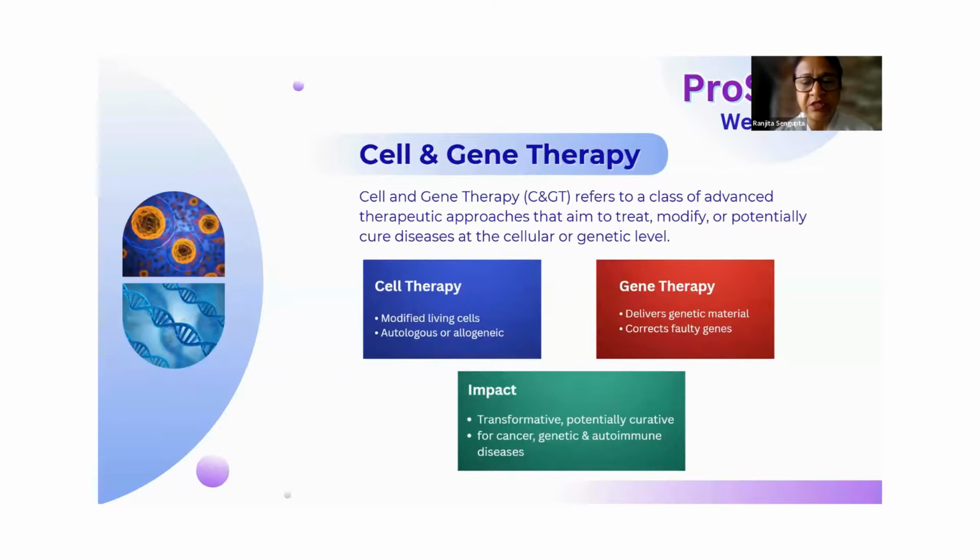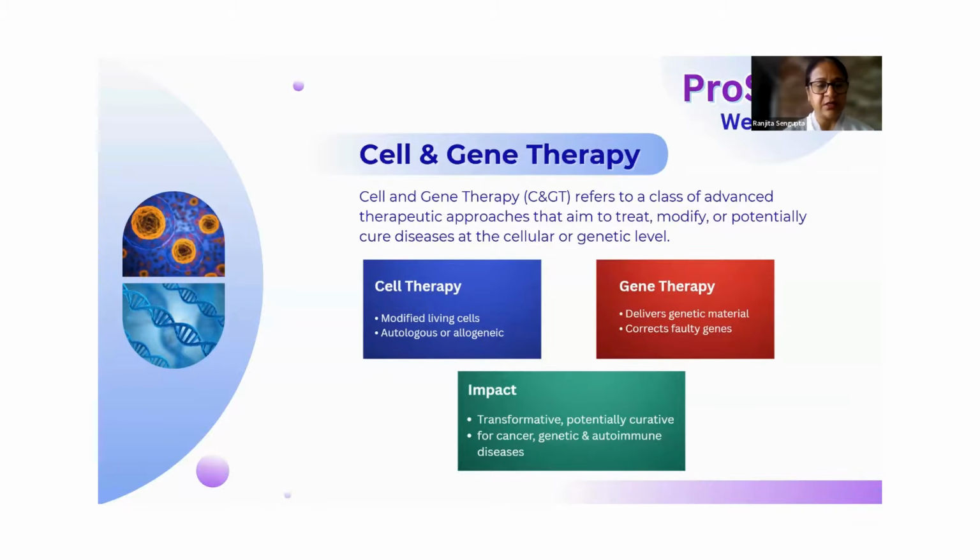I want to start with just giving a brief introduction to cell and gene therapy. Cell and gene therapy refers to a class of advanced therapeutics, approaches that aim to treat patients and cure disease at the cellular or genetic level. And you can divide it into 2 categories, cell therapy as well as gene therapy. Cell therapy is when you take patient cells, modify them, and then reintroduce them back into the patients. And it can be of 2 categories, autologous or allogenic.